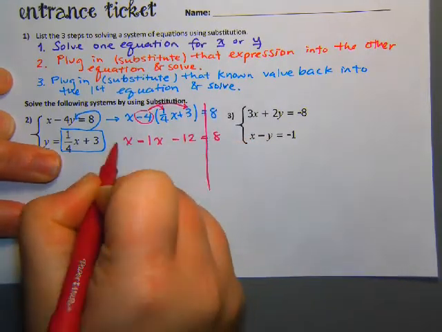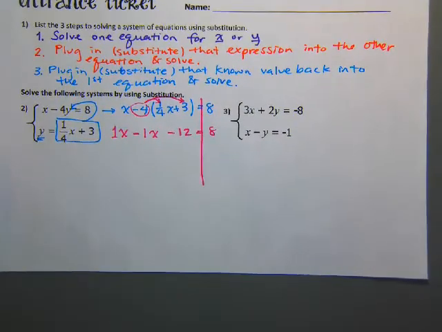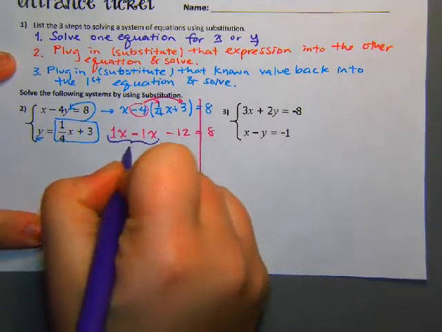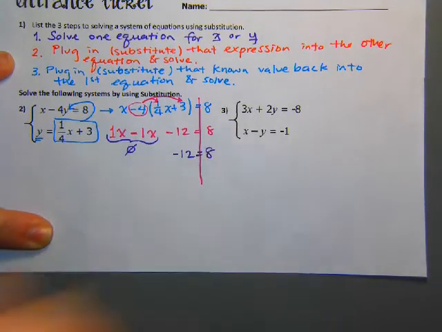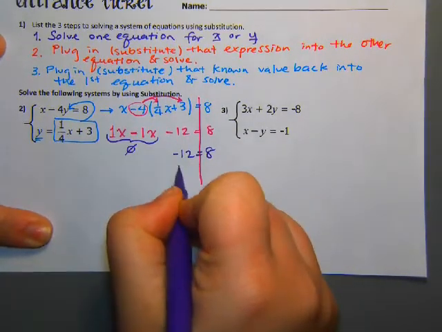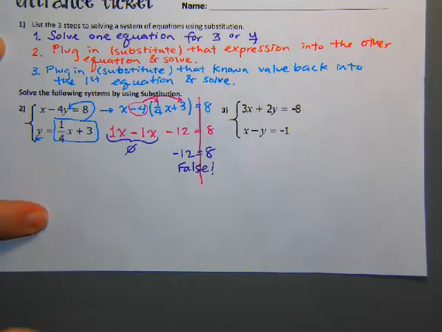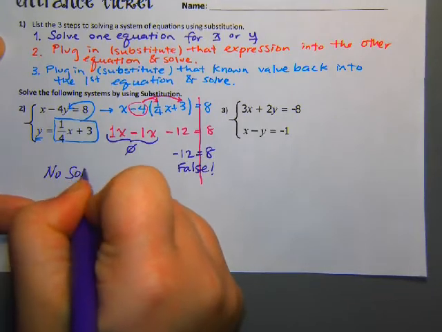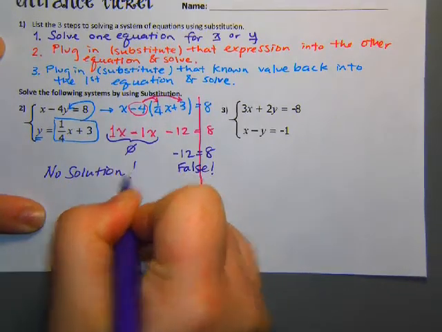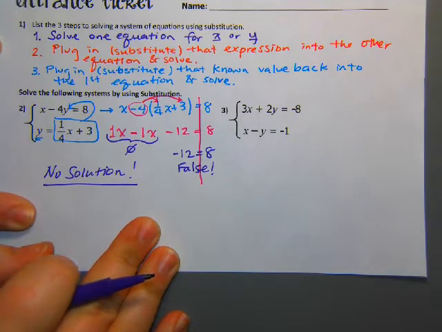So then notice here, I have a positive 1x minus x. Well, if we combine like terms, that is 0. Uh-oh, that means my variable went away and I have -12 equals 8. Remember, that is false. Since that's false, if the variable goes away and it's false, there's no solution. If the variable goes away and it's true, then there's infinitely many. So here we have no solution, which should be exactly what you got last time. Kind of anticlimactic because there wasn't a whole lot left to do.